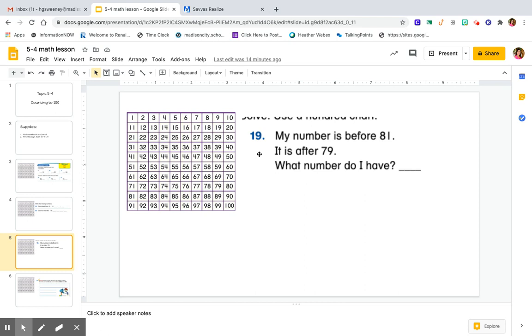So this is kind of like a riddle quiz puzzle. I want you to try this on your own, and then I want you to come back and check the video, okay? Try this one on your own and see if you can solve the missing number. It says my number is before 81. It is after 79. What number do I have? So I'm going to go to 81. It says my number is before 81. That means that I need to go back. Then it says it is after 79. Well, that works because 80 is after 79, but it comes before 81. So you have the number 80.